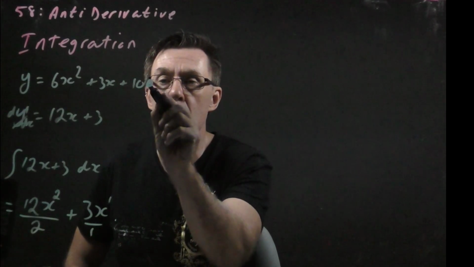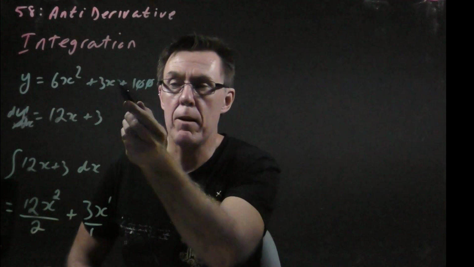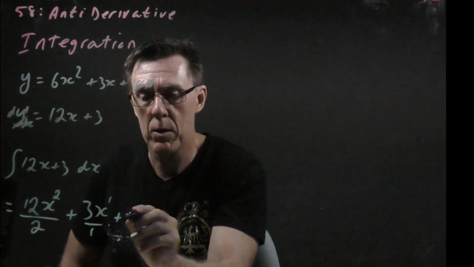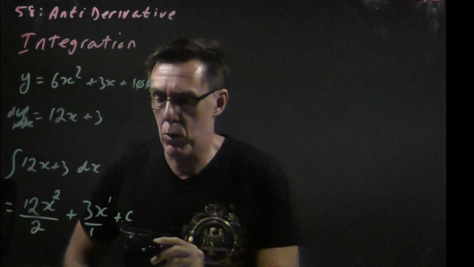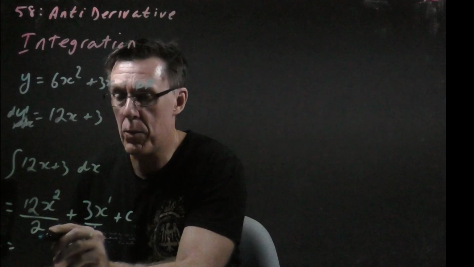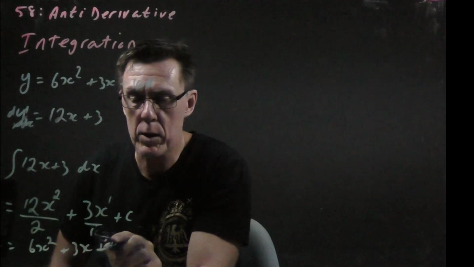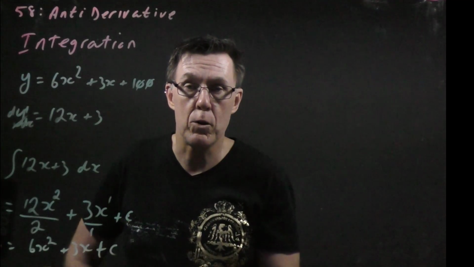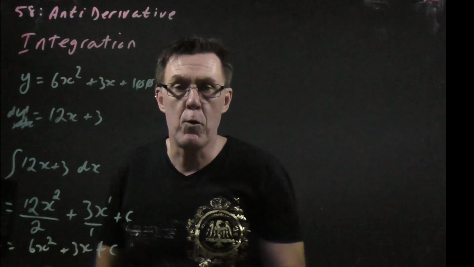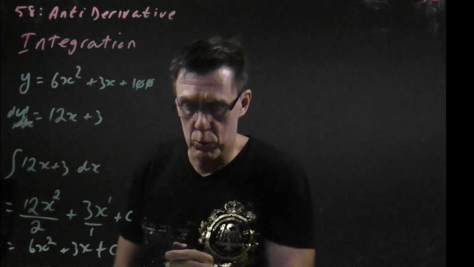And as I said, it doesn't matter what number I have on the end here, it derives to the same thing, so I could have any particular value on the end. So the integral is going to be 6x squared plus 3x plus some particular constant. So that's just straightforward integration for a normal function.